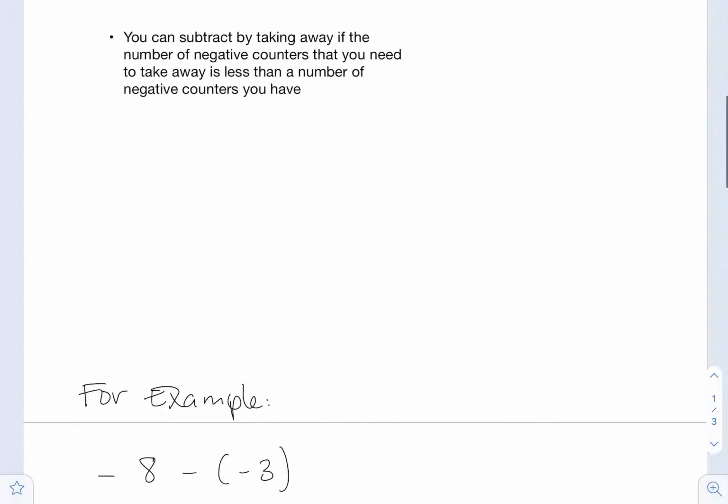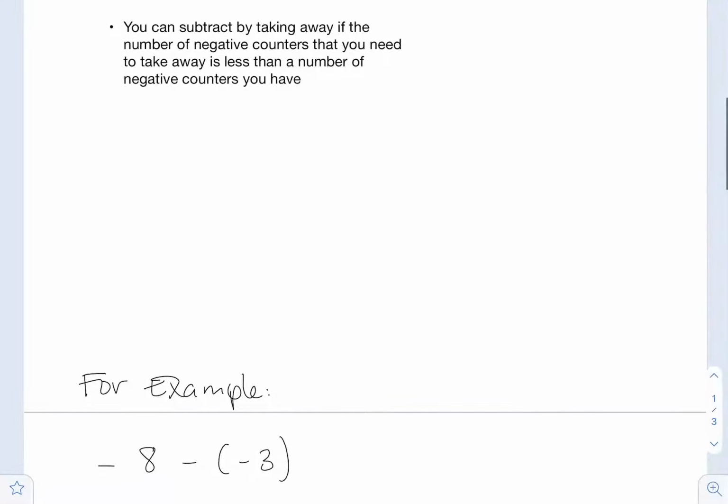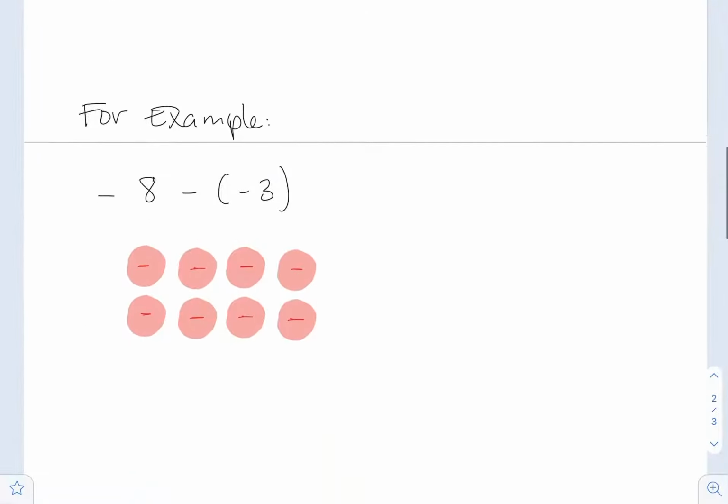For example, -8 minus -3. Let's look back at this point. You can subtract by taking away if the number of negative counters that you need, right here, is less than the number of negative counters that you have, right here. So I need to take away -3. That is less than this. Let's show you the example using the counters.